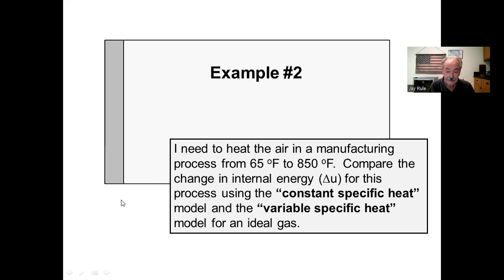Example 2. I've got a manufacturing process that I'm in charge of or I'm analyzing, and I've got to heat air from 65 degrees F all the way up to 850 degrees F. Now that is hot. Compare the change in internal energy, delta U, for this process using 2 models for an ideal gas. So now we're going to model air as an ideal gas, period. But we've got to decide. In this example, we want to use both models for specific heat, constant and variable, and compare those numerical results. This is an illustrative type example.